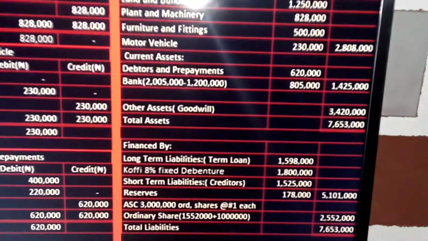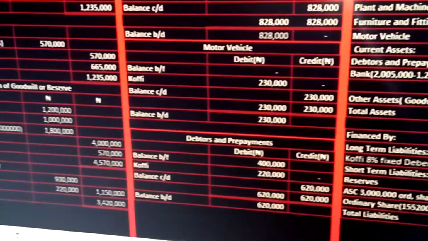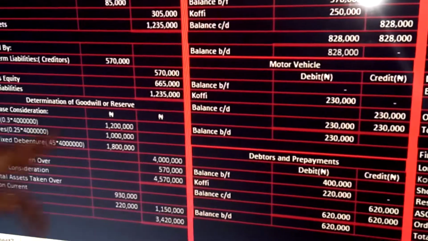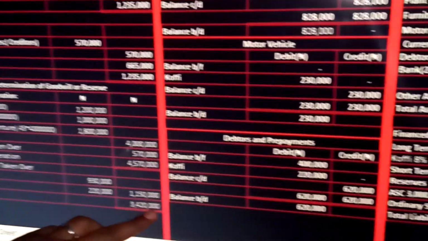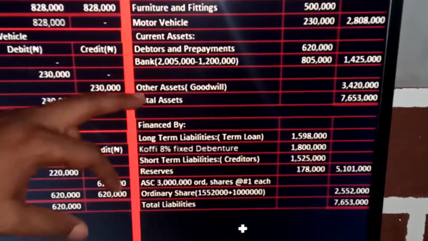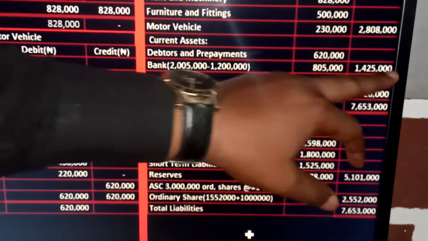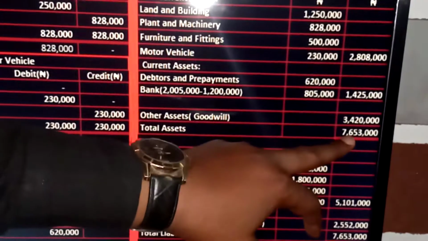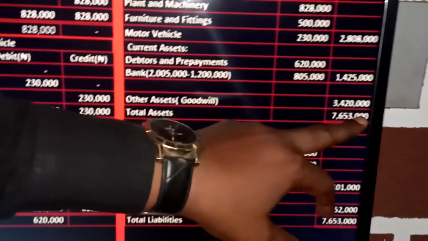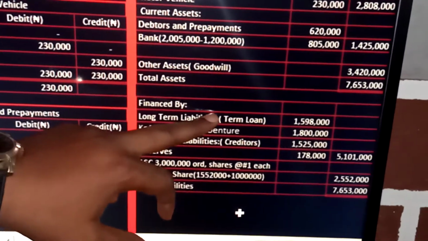But there was a goodwill. Remember, the purchase consideration exceeded the cost of asset taken over. So we had 3,420,000. So our goodwill here is 3,420,000. So 3,420,000 plus 1,425 plus 2,808 gives you what? 7,653,000.